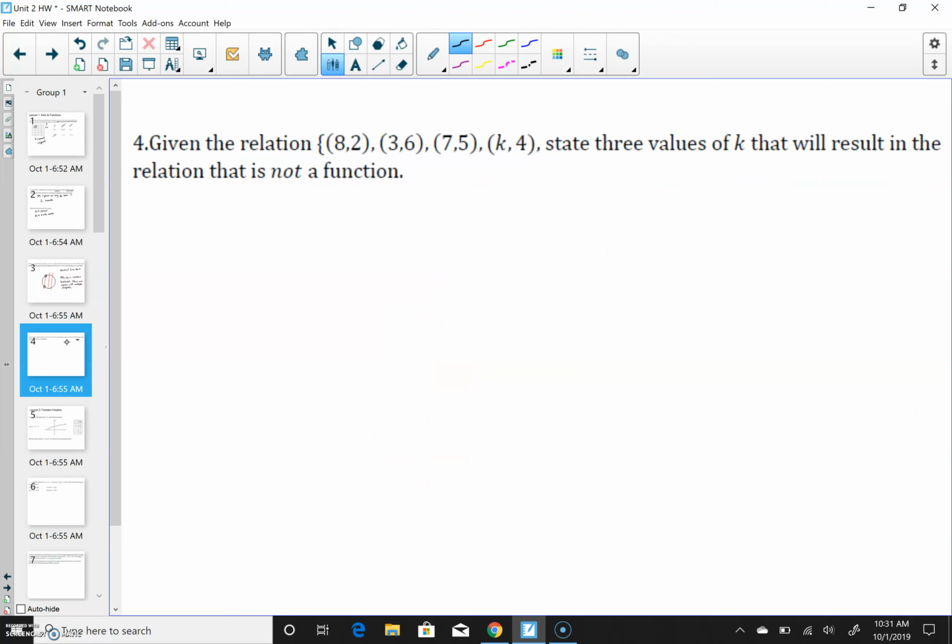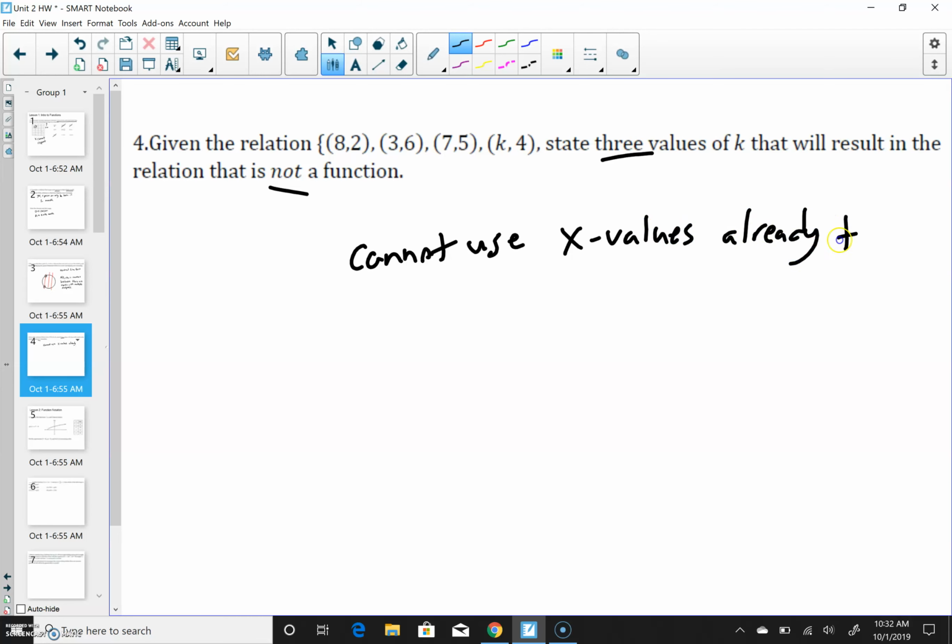And our last one is, given the relation 8, 2, 3, 6, 7, 5, K, 4, state 3 values of k that will result in the relation not being a function. So we cannot use the x values already taken. In that case, that would mean that k cannot equal 8, 3, or 7. And that's how we're going to start with all of our function stuff, and that is the end of lesson 1's homework.